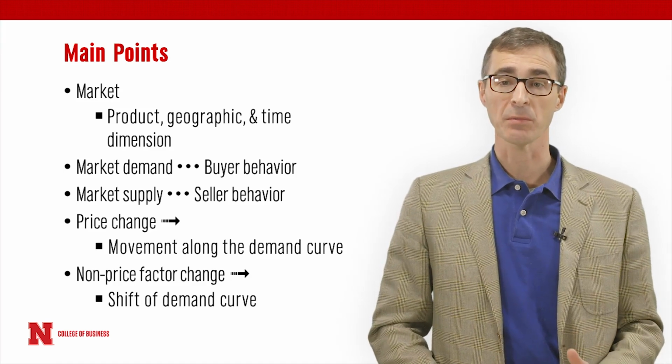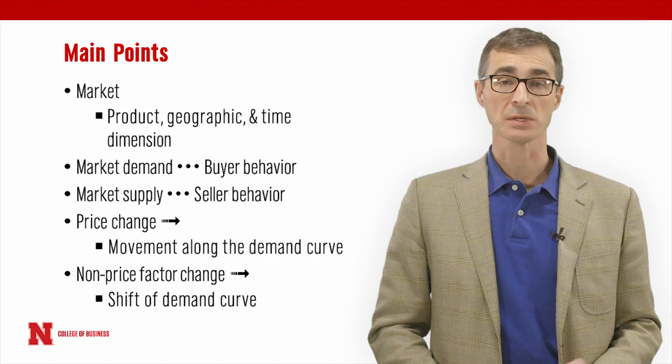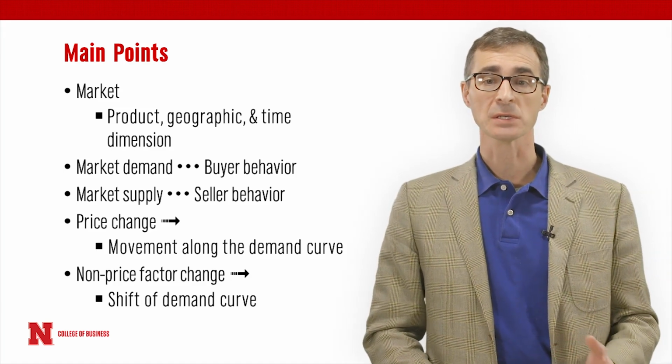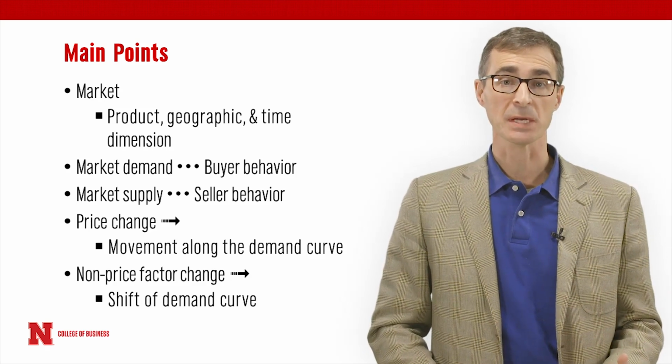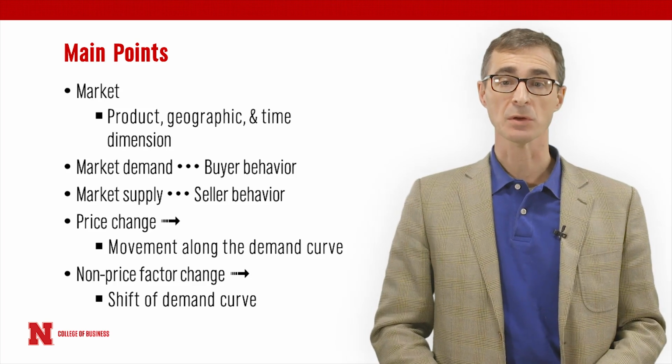We're going to talk about market demand, which describes buyer behavior, and market supply, which describes the behavior of the sellers in the marketplace. The behavior of buyers and sellers in the marketplace, especially a competitive marketplace, will give us some insights into the price changes and other changes that we observe in those markets.